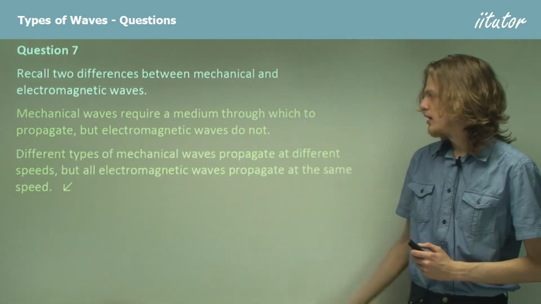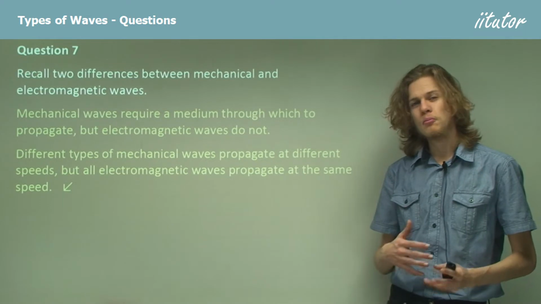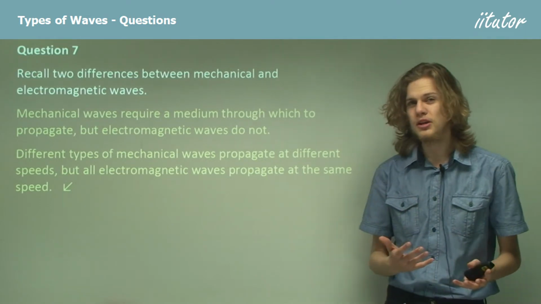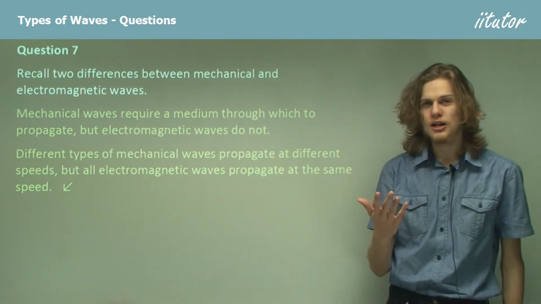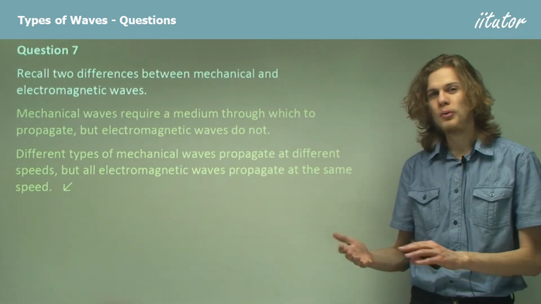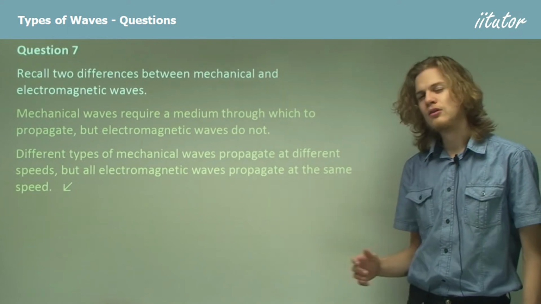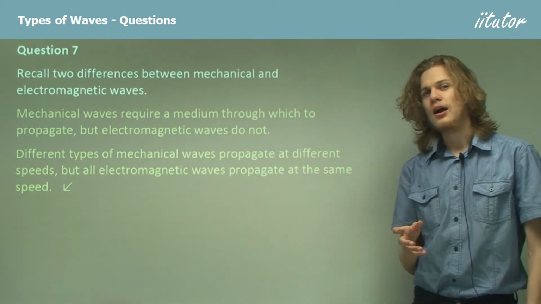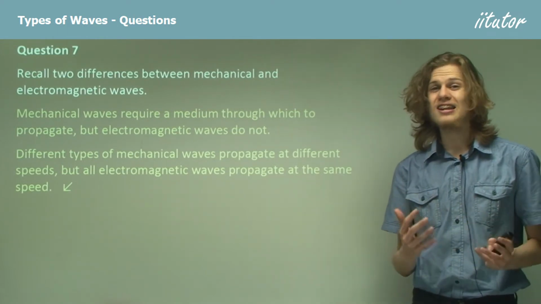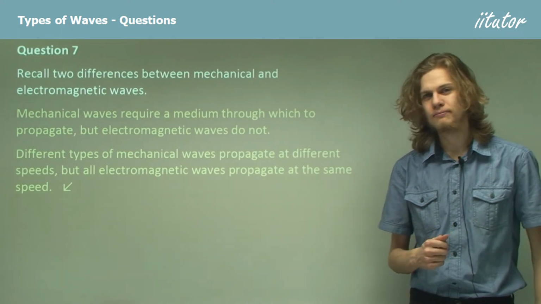Another difference is that different sorts of mechanical waves will propagate at different speeds, depending on the medium. So for example, sound waves generally travel faster than waves caused by surface tension on the surface of a pond. But all electromagnetic waves travel at the same speed, and they travel at, in fact, faster than any other wave in the universe can travel.